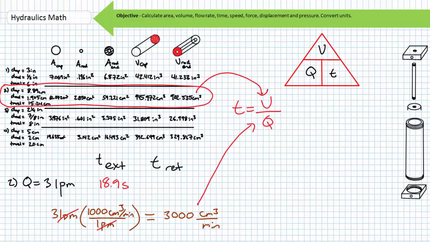The act of retracting a cylinder means one is filling the rod end, the cylindrical volume with the cylinder removed from the center. Substituting in the necessary unrounded values, units of cubic centimeters cancel out and we're left with a time in units of minutes. This can be converted to seconds with the understanding that 1 minute equals 60 seconds. Units of minutes cancel out and we're left with a retraction time of approximately 18.1 seconds. Notice retraction time is less than extension time.